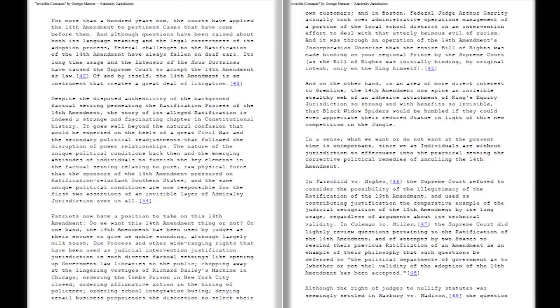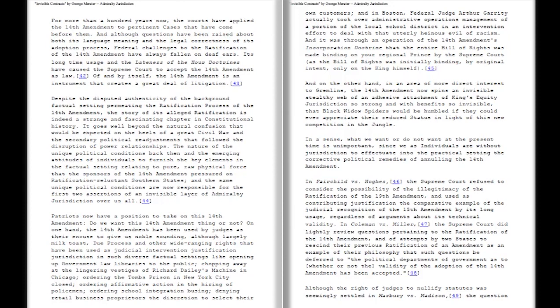41. For more than 100 years now, the courts have applied the 14th Amendment to pertinent cases that have come before them. And although questions have been raised about both its language meaning and the legal correctness of its adoption process, federal challenges to the ratification of the 14th Amendment have always fallen on deaf ears. Its long-time usage and the lateness of the hour doctrines have caused the Supreme Court to accept the 14th Amendment as law. 42. Of and by itself, the 14th Amendment is an instrument that creates a great deal of litigation.